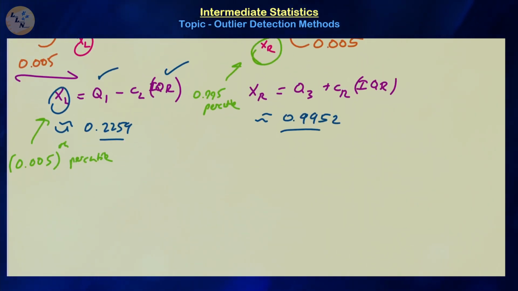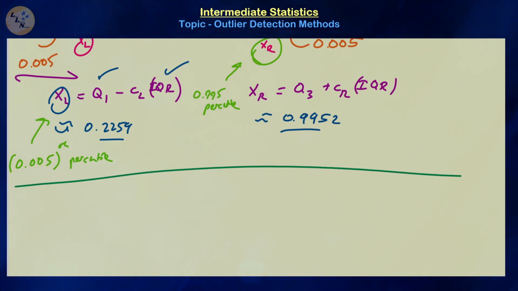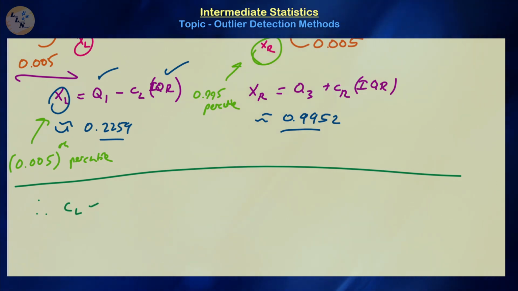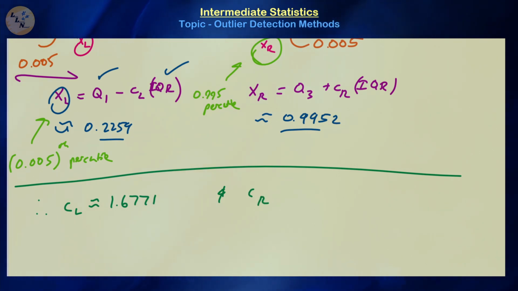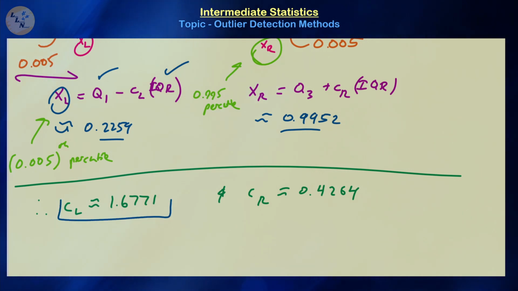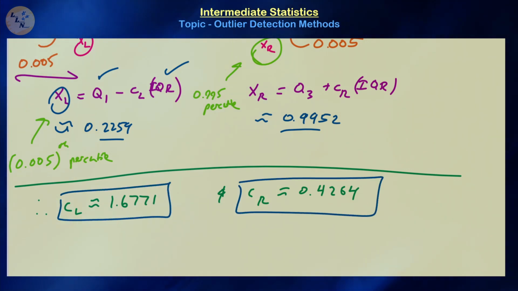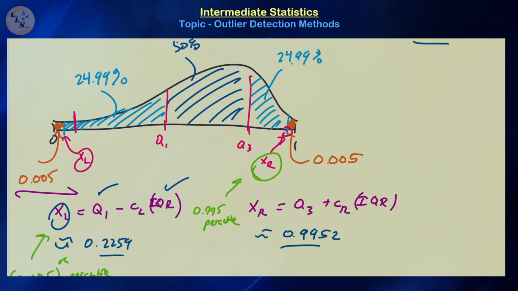So once you have your XL and your XR, then you can find your threshold constants CL and CR. By solving that equation, subtracting both sides by Q1 and dividing both sides by negative IQR, that's going to give you CL approximately equal to 1.671, and CR approximately 0.4264. Notice how different these threshold constants are. They're definitely not equal, they're definitely asymmetric based upon our particular asymmetry. So notice that our distribution is skewed to the left.